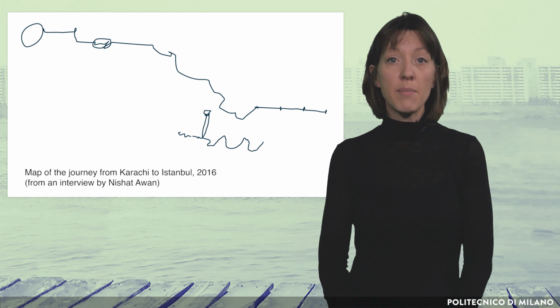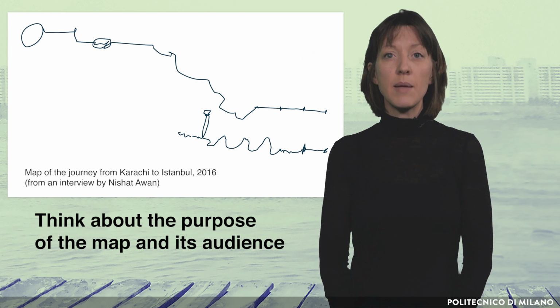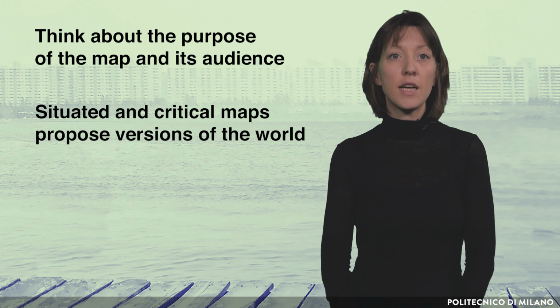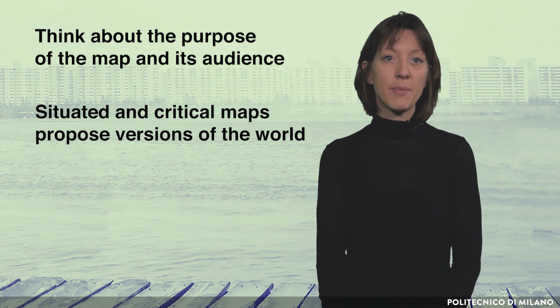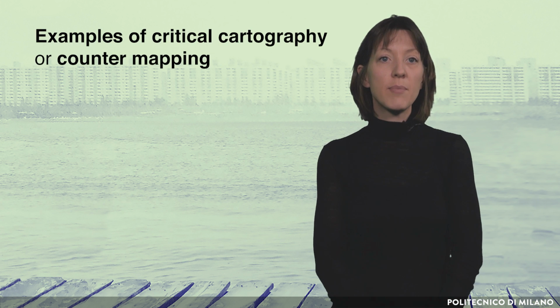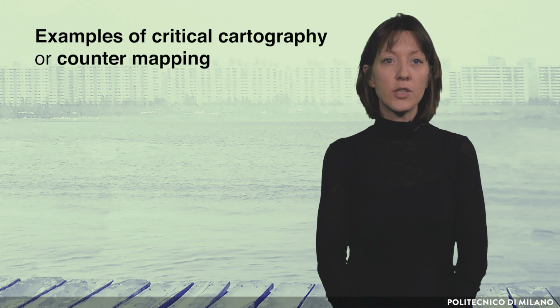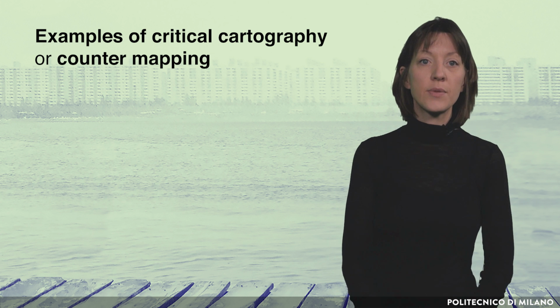So in order to make a map, we must think about the purpose of the map and its audience. In being explicit about how knowledge is produced, situated and critical maps propose versions of the world rather than making truth claims about it. Next, I will talk through a few examples of critical cartography or counter-mapping. These are maps that show another reality from that depicted in conventional representations.